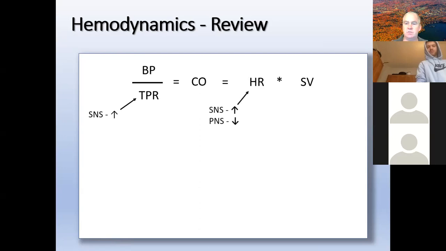Your heart rate, there's only one thing interacting with heart rate, and that is your autonomic nervous system. Sympathetic nervous system increases heart rate, increasing cardiac output. Parasympathetic nervous system decreases it. Stroke volume. Now, this is the complicated one because there's a lot of things that go into it. Stroke volume is the end diastolic volume minus the end systolic volume.